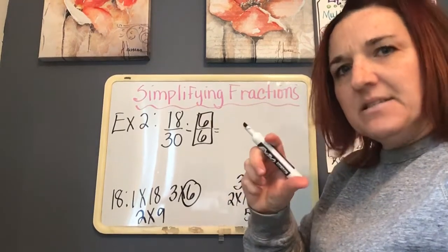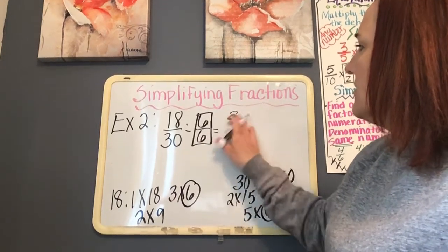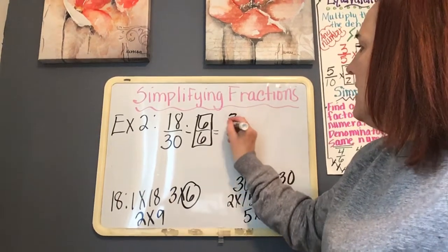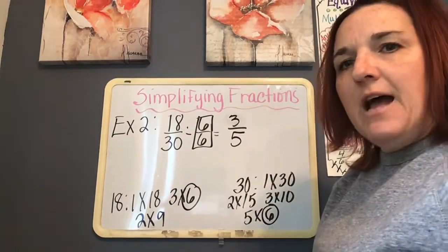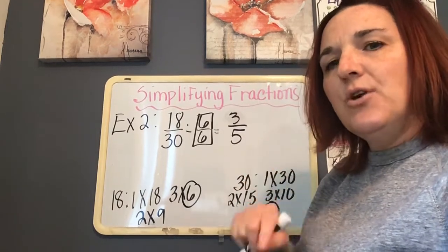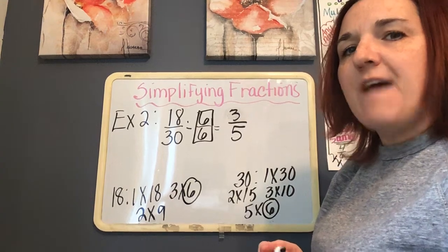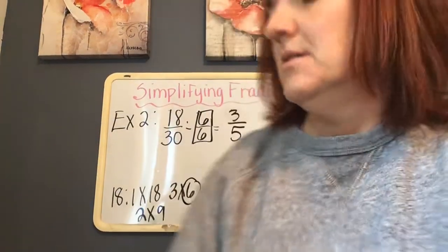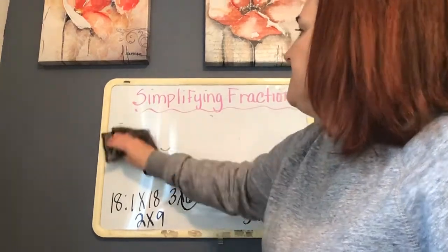You can't use two different numbers. It's balanced, okay? 18 divided by 6 is 3, goodness gracious, what's my problem today? And 30 divided by 6 is 5. Again, if you're looking at 3 and 5, the only common factor between those two numbers is 1. So that's how you know you've gotten it down to the lowest terms. So you've simplified your fraction.